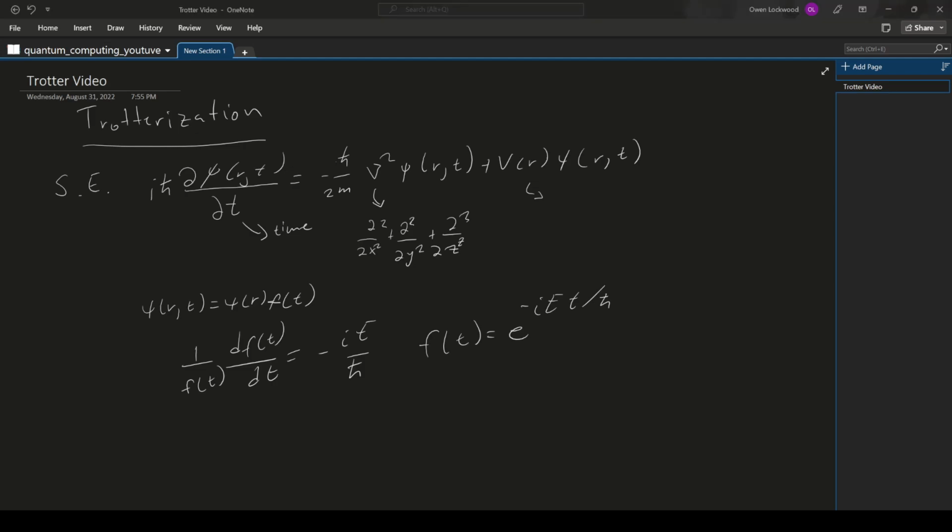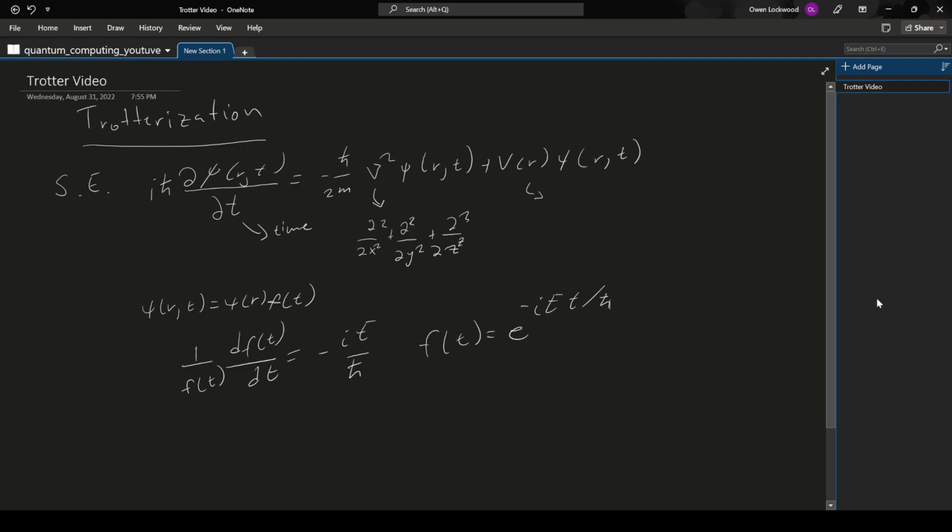Okay, well, now you're probably wondering, when you're talking about Trotterization, why are you talking about all this Schrodinger equation stuff? That will become clear shortly. But first, I just want to make a little note.